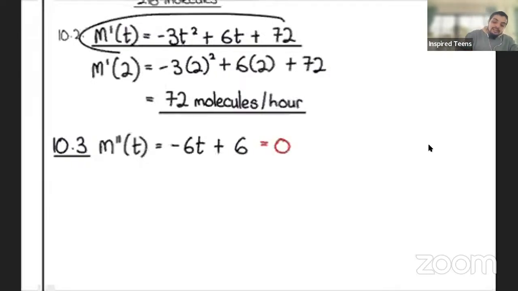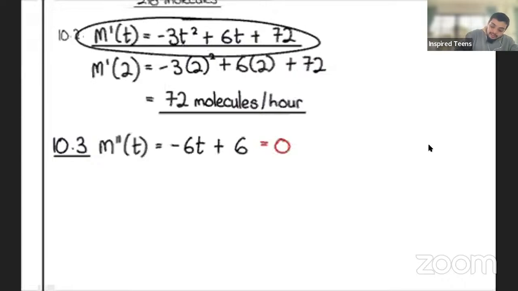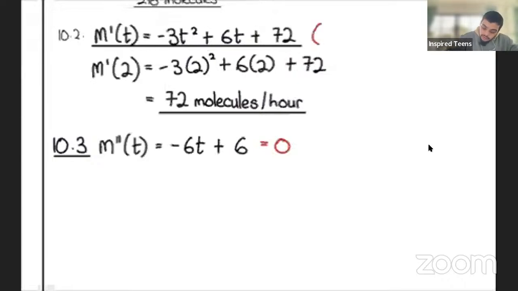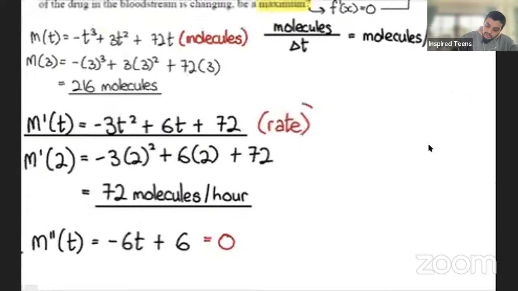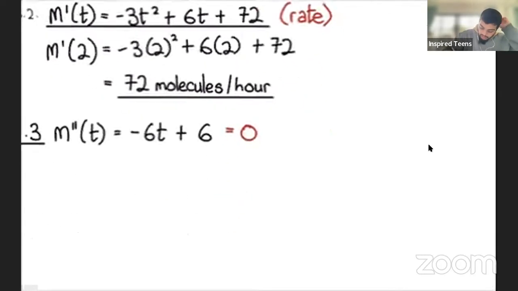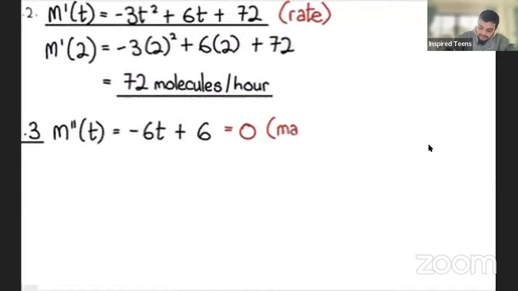But now they ask us maximum rate, and rate is already this equation, right? Remember that this is what? This is the equation for rate. This is the equation for volume. No, sorry. This is the equation for molecules, the amount of molecules that we have at a particular time, right? This is an equation for the rate at which the molecules are changing. And this is an equation for max rate.